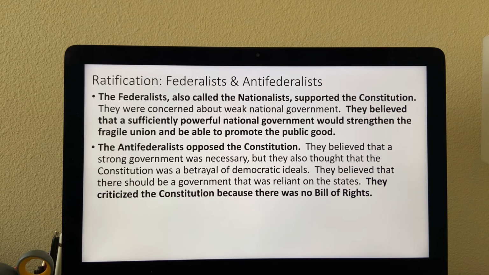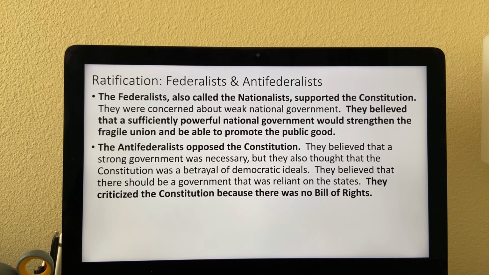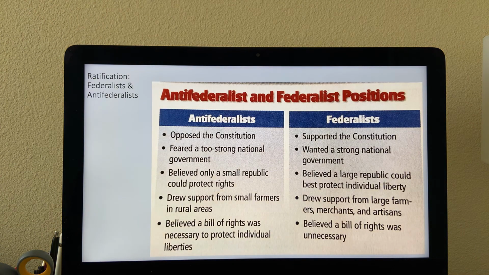They believed that there should be a government that was more reliant on the states, and so they criticized the Constitution because there was no Bill of Rights, because most state constitutions had a Bill of Rights, and they thought that the U.S. government should have a Bill of Rights as well. So this is a chart comparing the two sides.